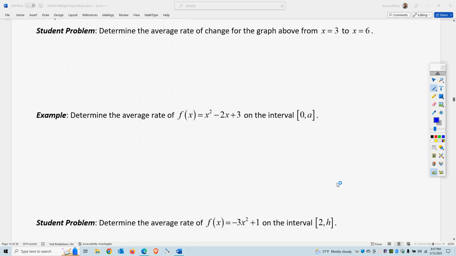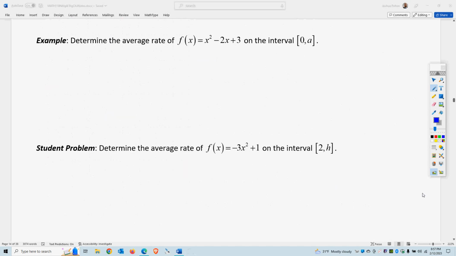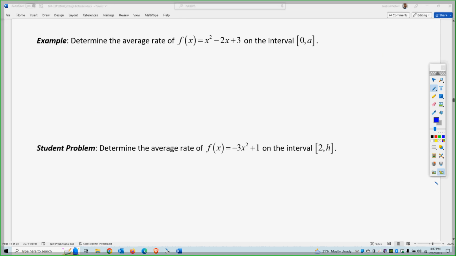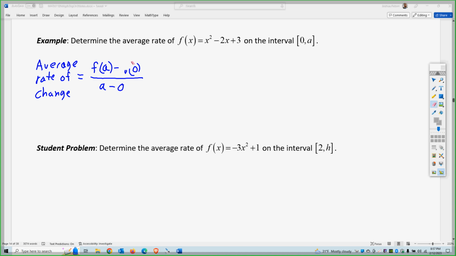Okay, so we'll scroll down here. We can also do it algebraically for an unknown end value or beginning value, but this one's just specifically an end value. So we want the average rate of change, and we'll need to use these in calculus quite a bit. So we need f of a minus f of 0 over a minus 0. Let me make an f of 0 that's better than that. F of 0, there we go.